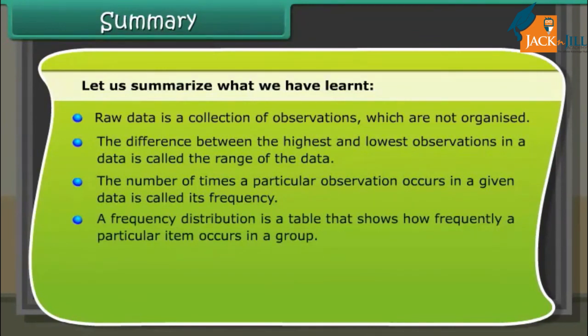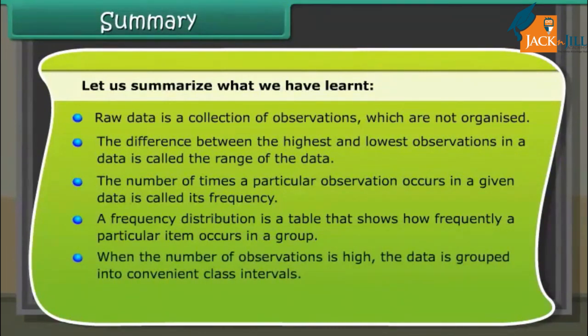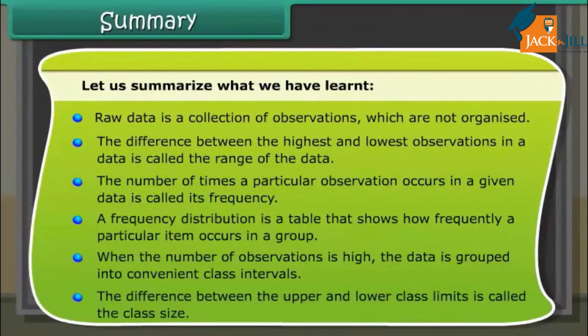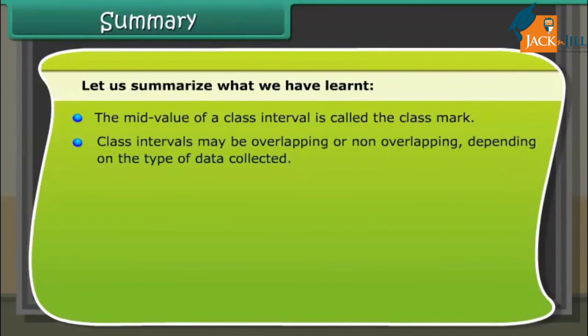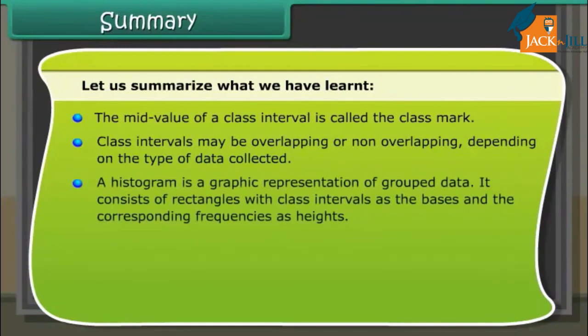A frequency distribution is a table that shows how frequently a particular item occurs in a group. When the number of observations is high, the data is grouped into convenient class intervals. The difference between the upper and lower class limits is called the class size. The mid-value of a class interval is called the class mark. Class intervals may be overlapping or non-overlapping depending on the type of data collected. A histogram is a graphic representation of grouped data. It consists of rectangles with class intervals as the basis and the corresponding frequencies as heights.